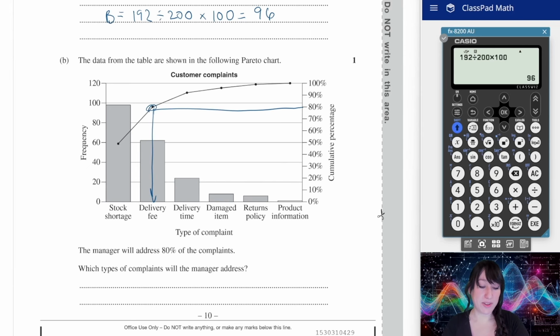So we can see that occurs at delivery fee. Remember, that includes that outcome and everything before it. And so if stock shortage and delivery fee are addressed, cumulatively that will be 80% of the complaints.